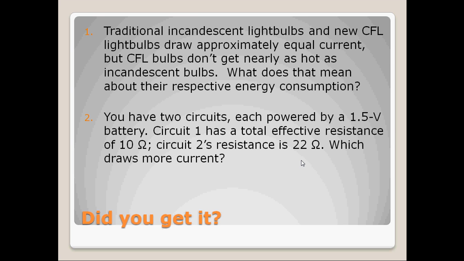Okay. Second question to check in. We've got two circuits. They're each powered by a 1.5 volt battery, so we've got the same voltage for each one. Circuit 1 has 10 ohms of resistance. Circuit 2 has 22 ohms of resistance. We want to figure out which circuit has more current running through it. In other words, which one has our charges moving faster throughout our circuit. So take a moment, think about it. Don't just look ahead. Think about it. And when you're ready, continue on.